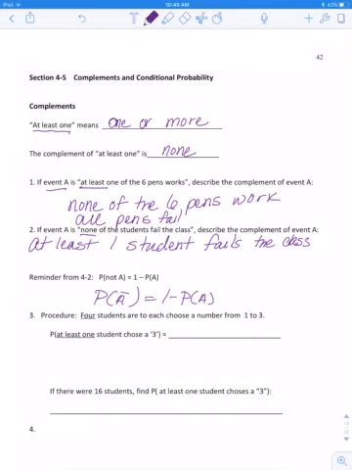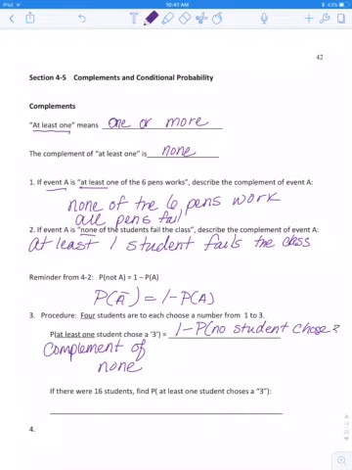So our procedure says that 4 students are each asked to choose a number from 1 to 3. So we're going to assume that they're choosing those numbers randomly. So the probability that at least one student chose the number 3, well, whenever we see the words at least one, we're going to do the complement of none. So we're going to do 1 minus the probability that no student chose 3.